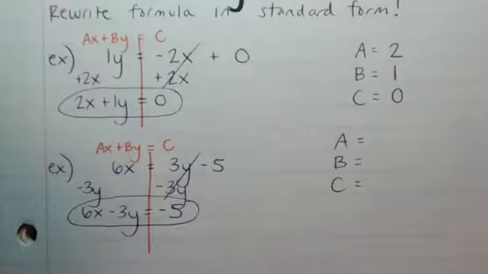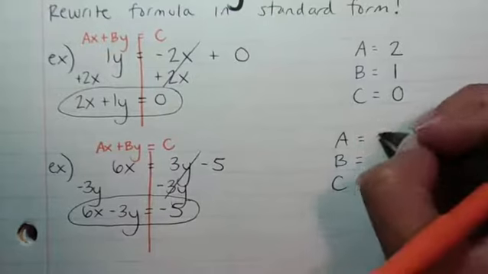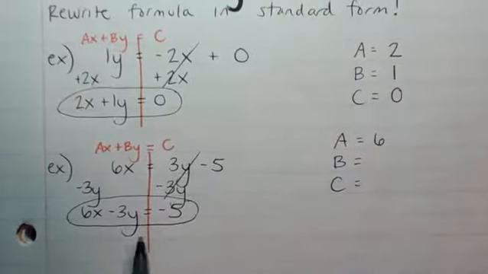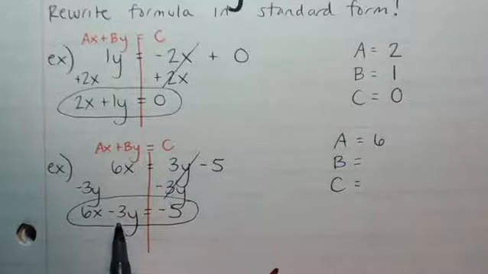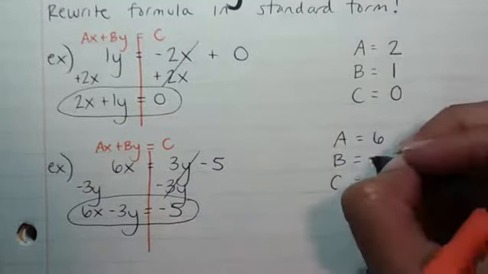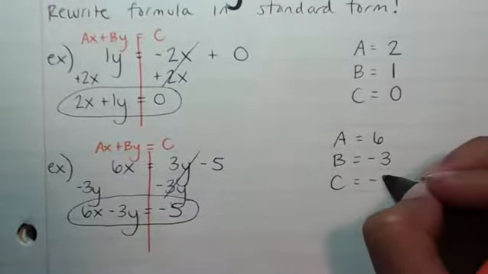Okay, your a here should have been 6. Your b is negative 3. Remember, this is a negative 3, so I'm going to put negative 3 there. And my c is negative 5.